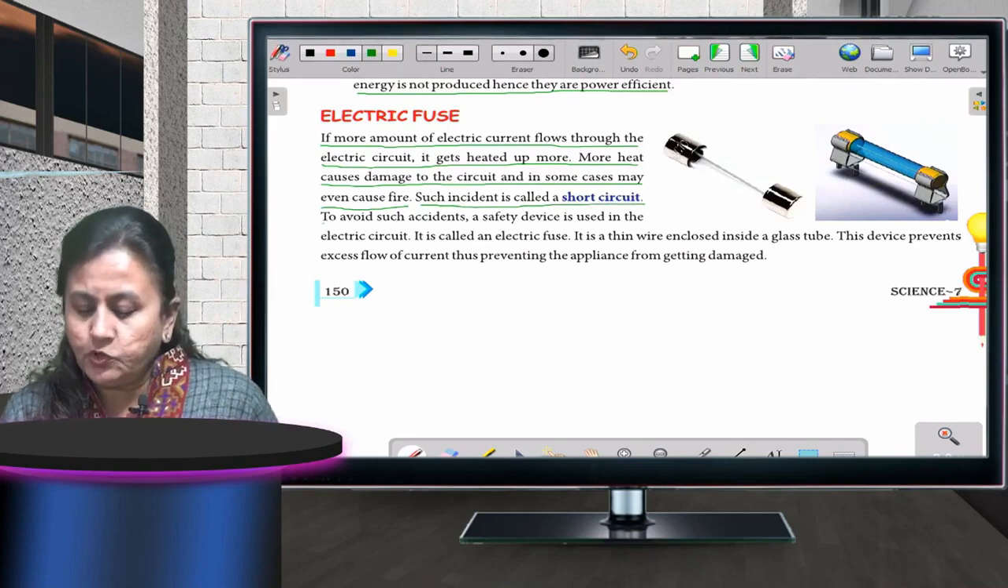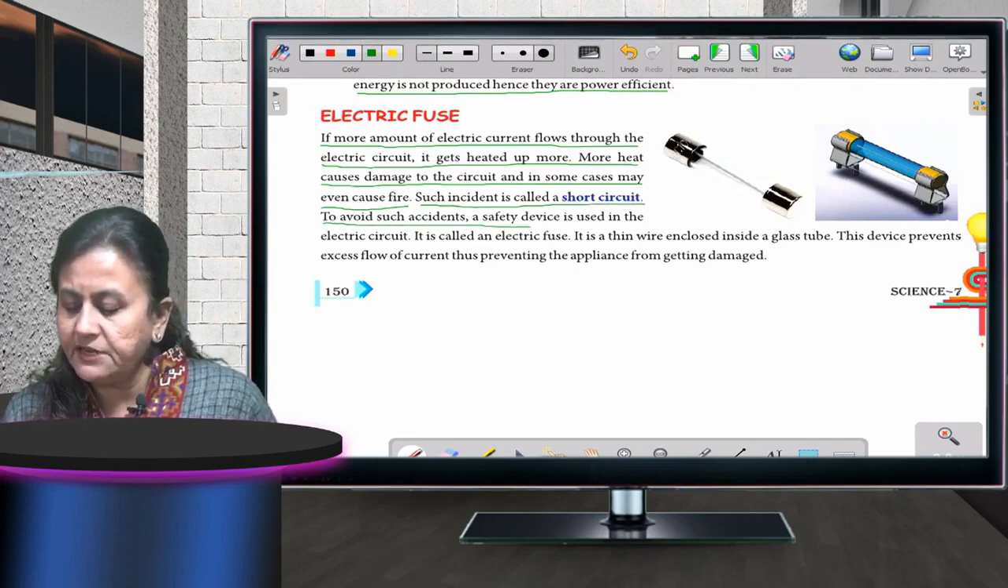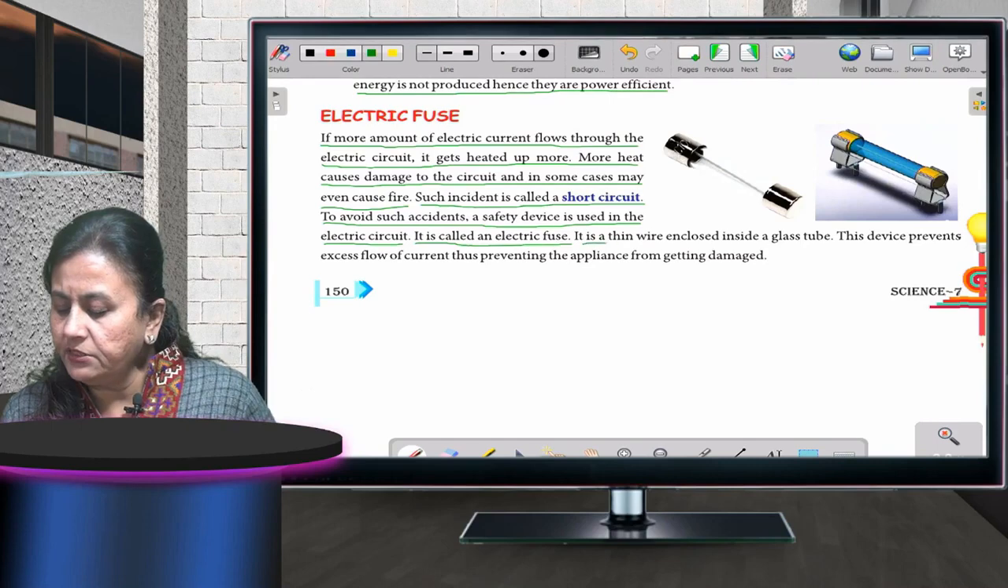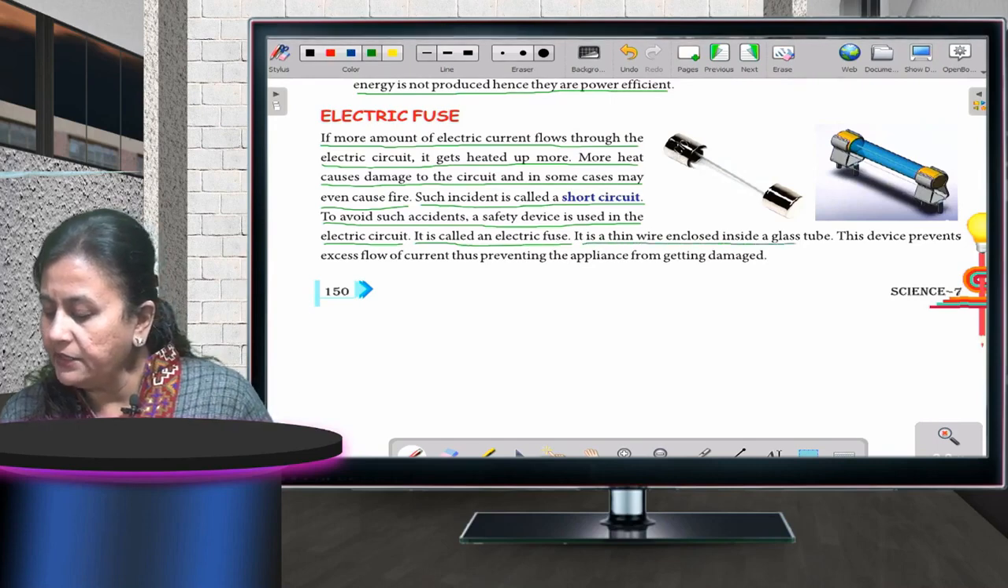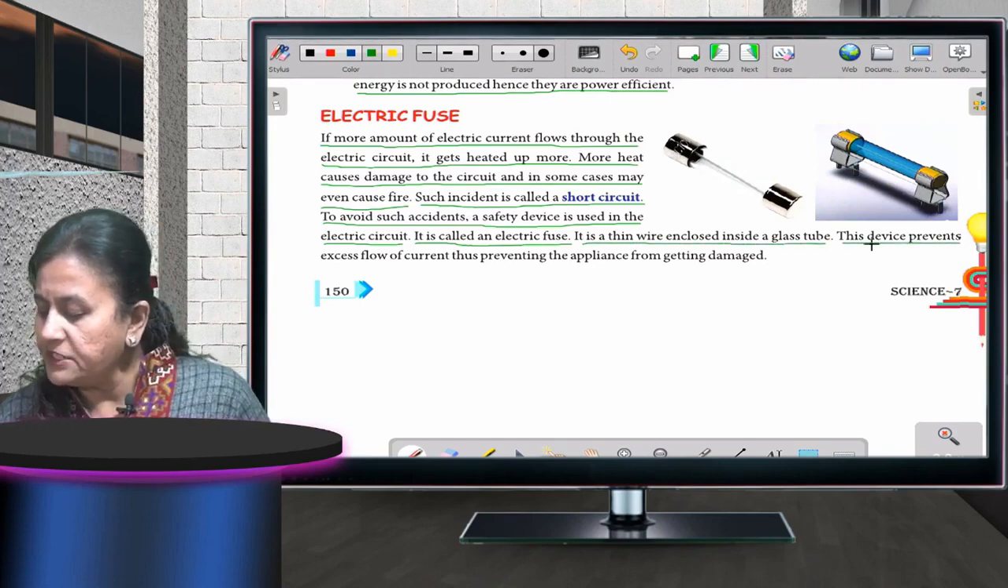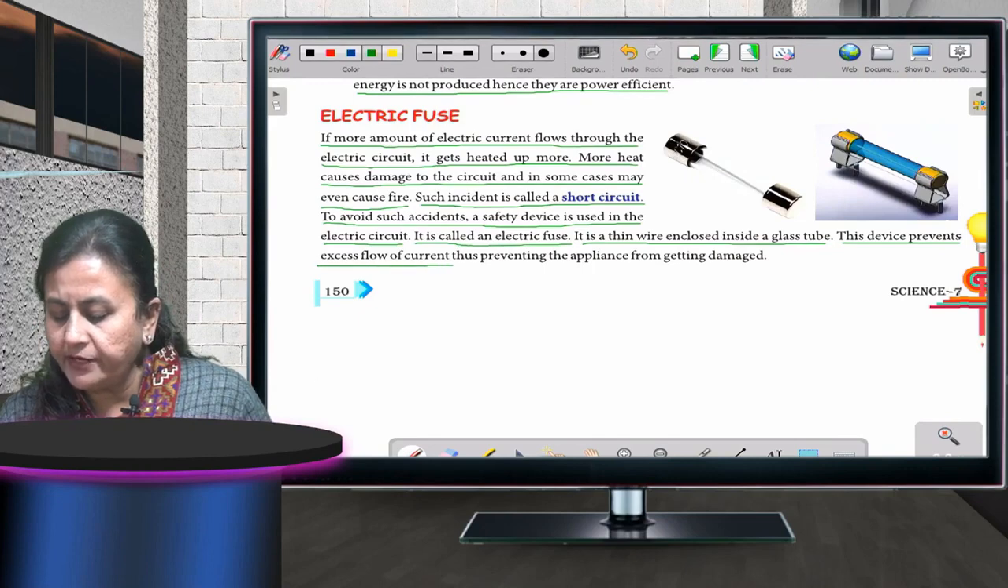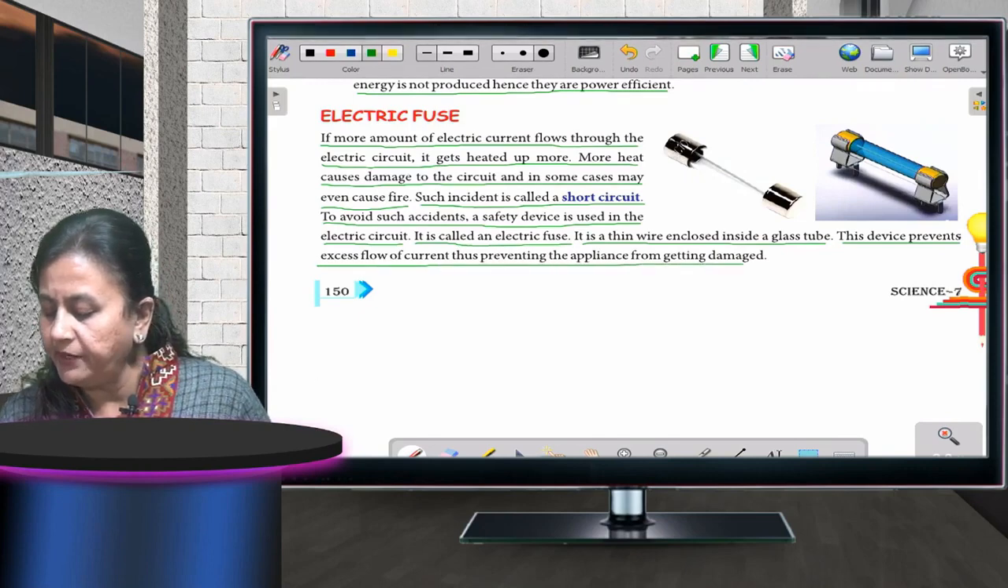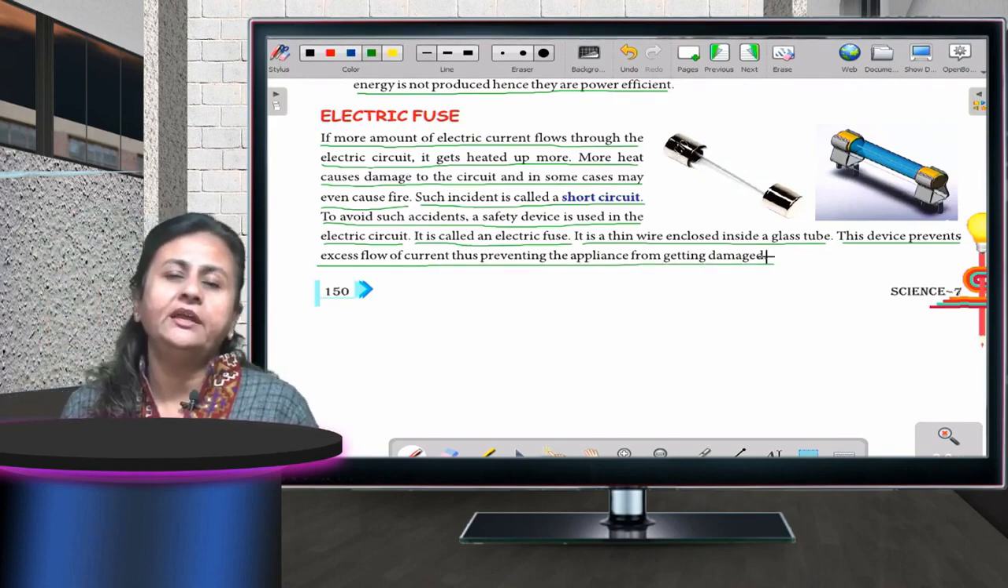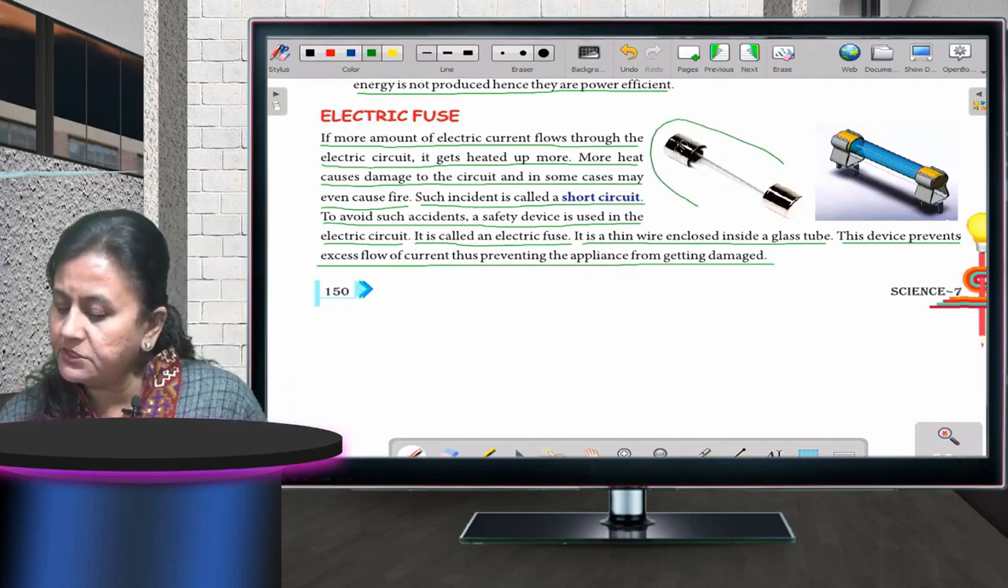Such an incident is called a short circuit. To avoid such accidents, a safety device is used in the electrical circuit. It is called an electric fuse. It is a thin wire enclosed inside a glass tube. This device prevents excess flow of current, thus preventing the appliance from getting damaged. You can see the fuse is somewhat like this.